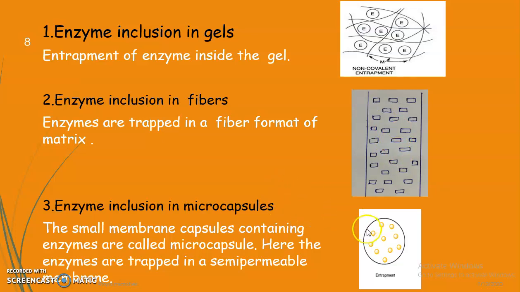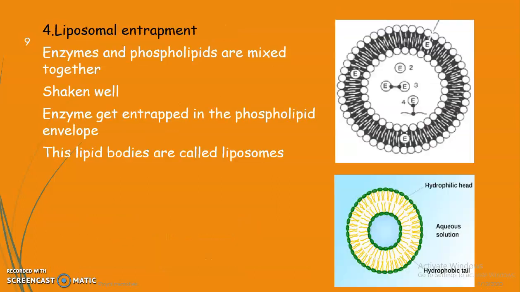Enzyme inclusion in microcapsule. Here we can see this is a microcapsule. The small membrane capsules containing enzymes are called microcapsules. Therefore, this is a microcapsule with the enzymes. These yellow colored spheres are enzymes and they are trapped in a membrane, and this membrane capsule containing enzymes is called a microcapsule, and this membrane is semi-permeable in nature.